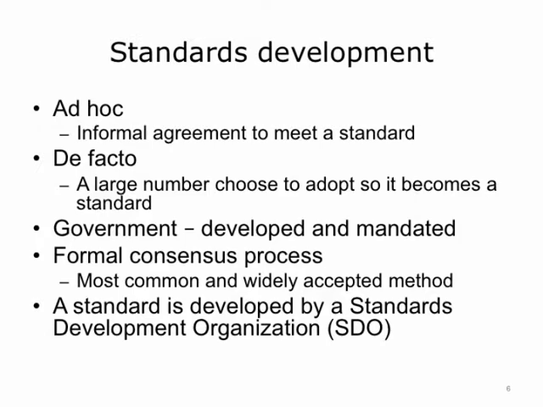De facto is where a large number choose to adopt something so then it becomes a standard. This is like a trend. So for example, one person starts wearing a certain kind of sneakers and then another person wears the same kind of sneakers. After a while, everyone wants to wear that kind of sneakers. Then we have a government-developed and mandated standard. For example, if you want to submit your tax information to the IRS, you need to use their standard form. However, the most common and widely accepted method of developing standards is via a formal voluntary consensus process.